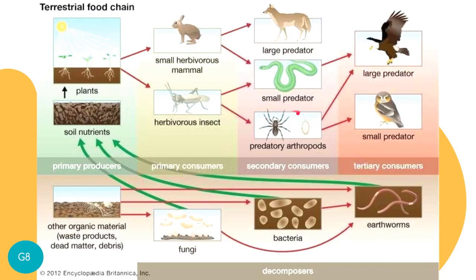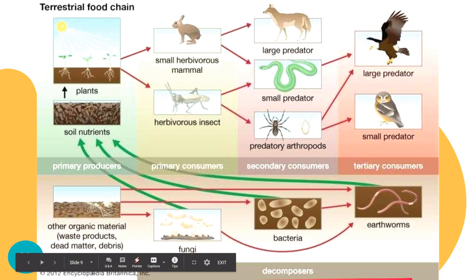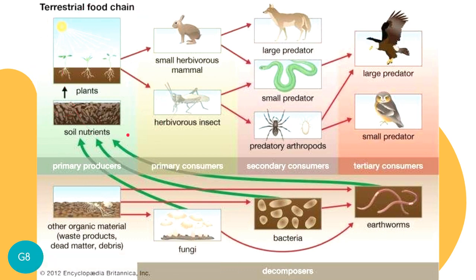Okay. So do not forget that all of these creatures will eventually die, and then that will be the action of the decomposers. So when all of these die, earthworms, bacteria, and fungi will decompose their body and recycle the nutrients and return them to the soil to be used by the plants, by the producers.